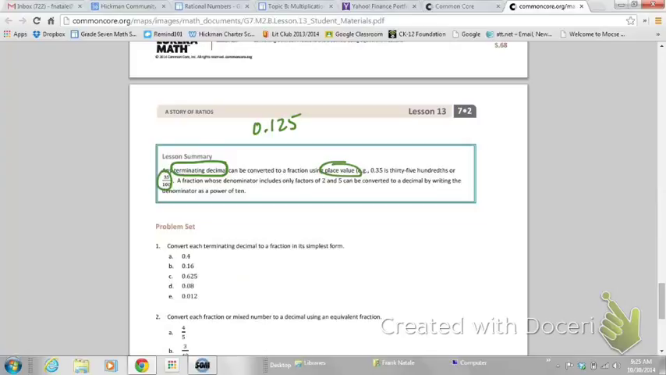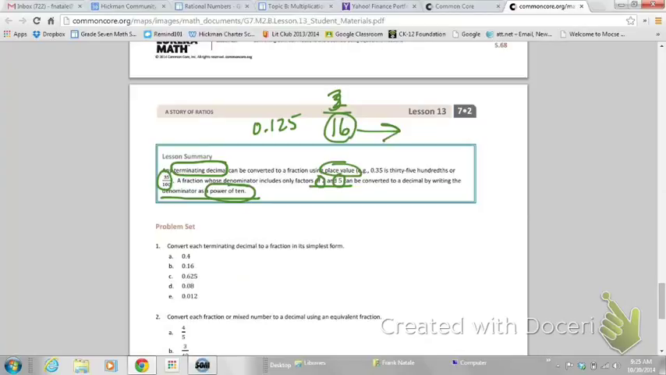So a fraction whose denominator includes only factors of 2 and 5 can be converted to a decimal by writing the denominator as a power of 10, okay? So this idea of powers of 10 and 2 and 5. So if you have a denominator such as 16, for example, let's do 3/16. This is a power of 2. Therefore, it can be converted into a power of 10 by using the similar power of 5.